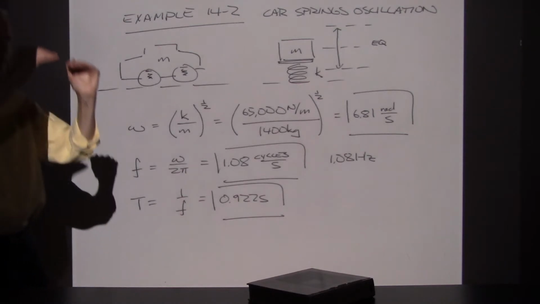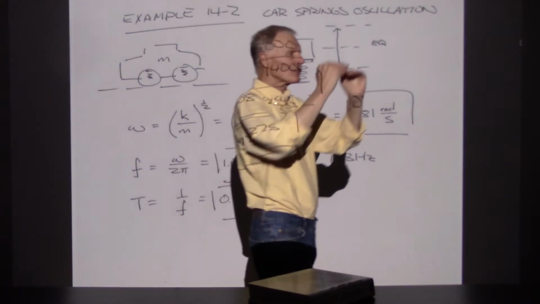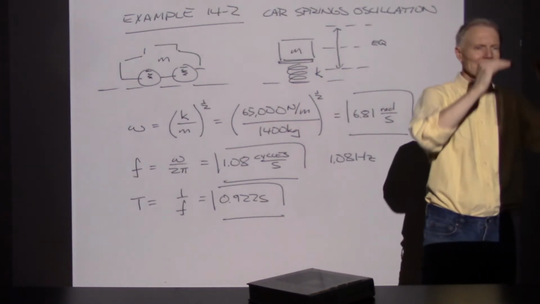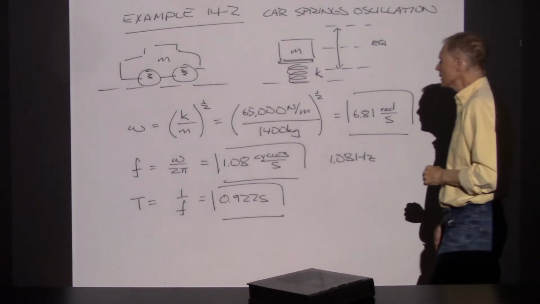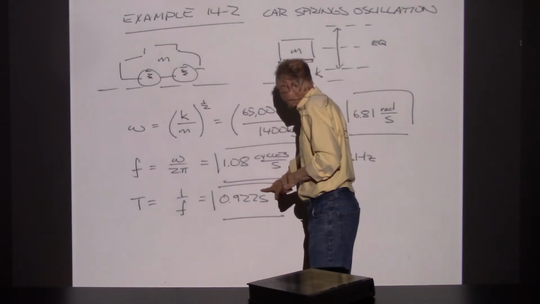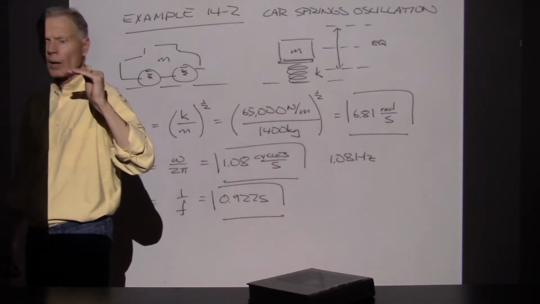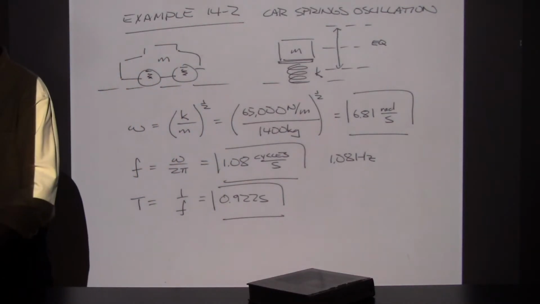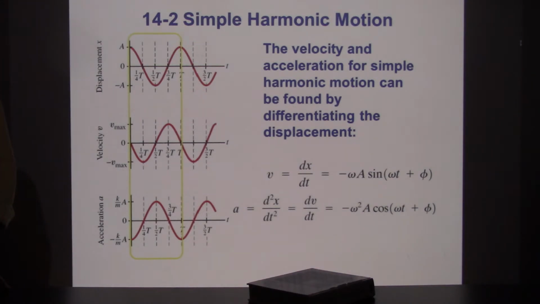So that's kind of like, you know, something like this. 1, 2, 3, maybe a little faster. 4, 5, 6, 7. So that's a pretty good oscillation rate or frequency. The period is 0.9 seconds. So it actually oscillates once every 0.92 seconds. Okay, that would be annoying if the car kept oscillating forever like that.